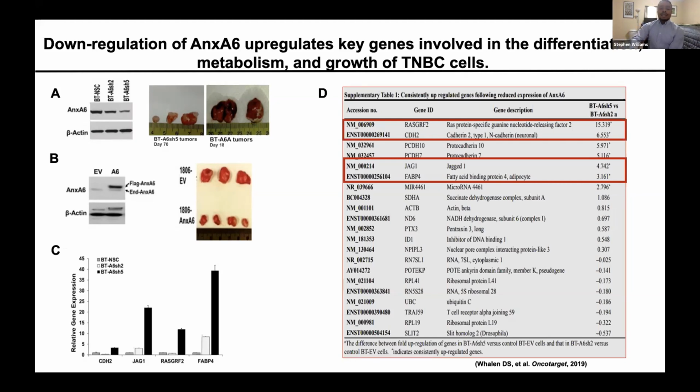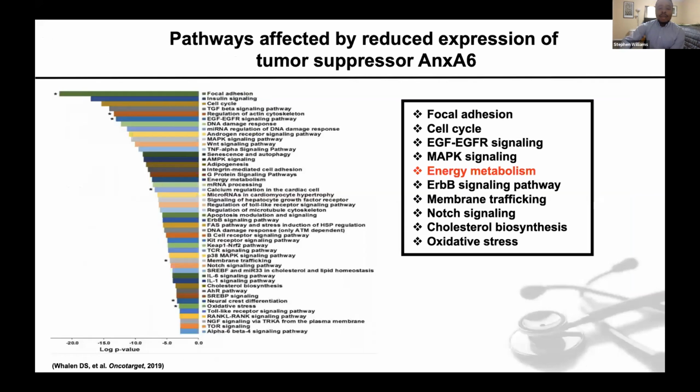And then we did a KEGG pathway analysis, and we see that when you downregulate annexin A6, all these particular pathways are upregulated, bringing your attention to the ones indicated in the box. My dissertation work is focusing on energy metabolism. How is it that these cells are growing so much more rapidly, leading to this rapid proliferation?